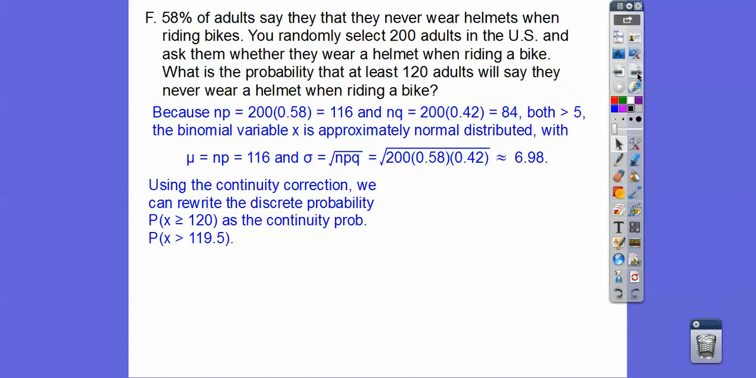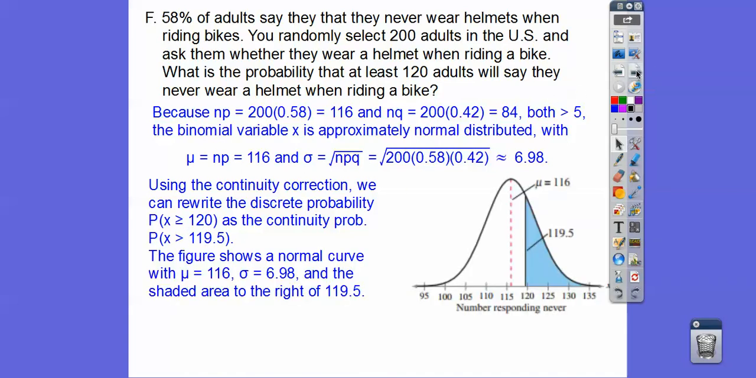Okay, so we can use the continuity correction. We can rewrite the discrete probability, which is greater than or equal to, because it says at least, as the continuity probability that we take off 0.5. Now, if it just said greater than that, then we'd have to go to 120.5. But this says at least, so it's greater than or equal, so we go to the left 0.5. Okay, that's our x that we plug in for our z-score. So here's our figure. This shows a normal curve with a standard deviation of 6.98, and the shaded area to the right of 119.5.